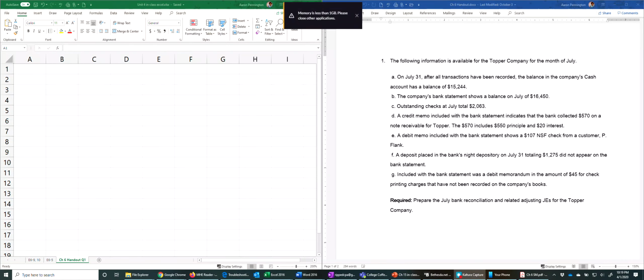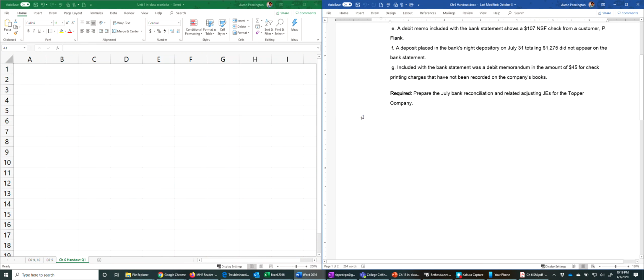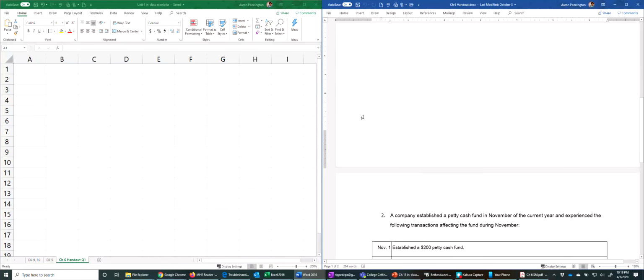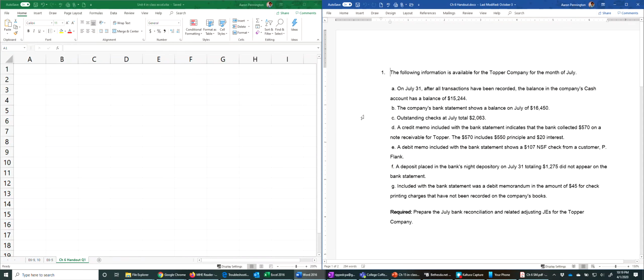Okay, so let's take a look at this handout that I've posted, the Chapter 6 handout. It's got two questions. I'm going to work the first. Now, this is a bank reconciliation problem. So if you are keeping up and you saw the content from yesterday, you've already seen one.